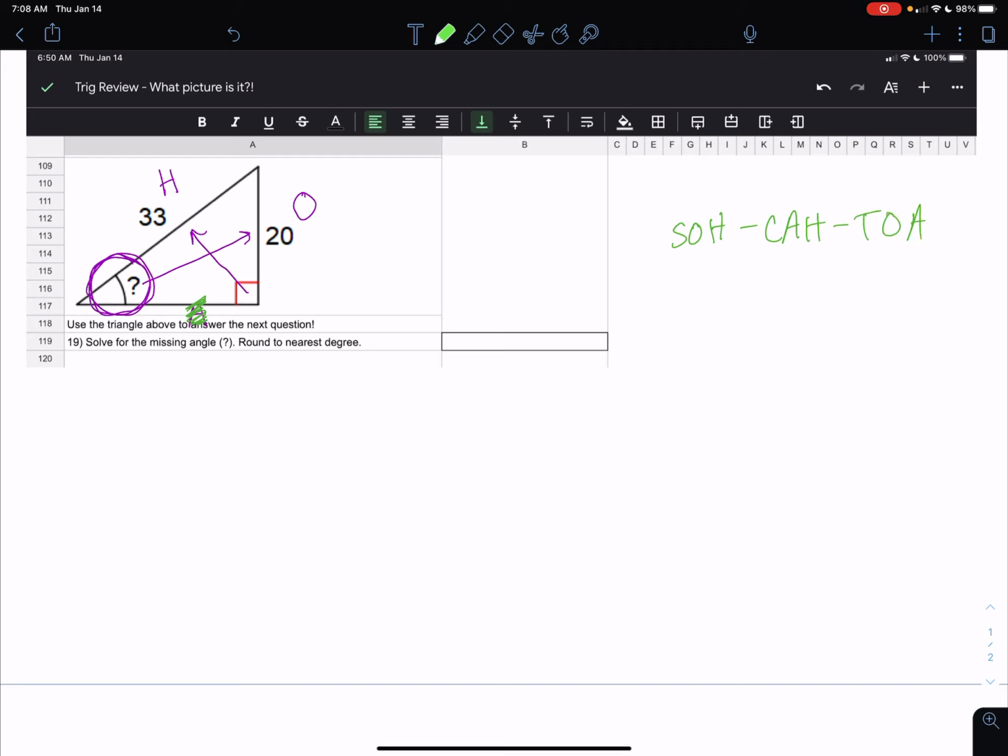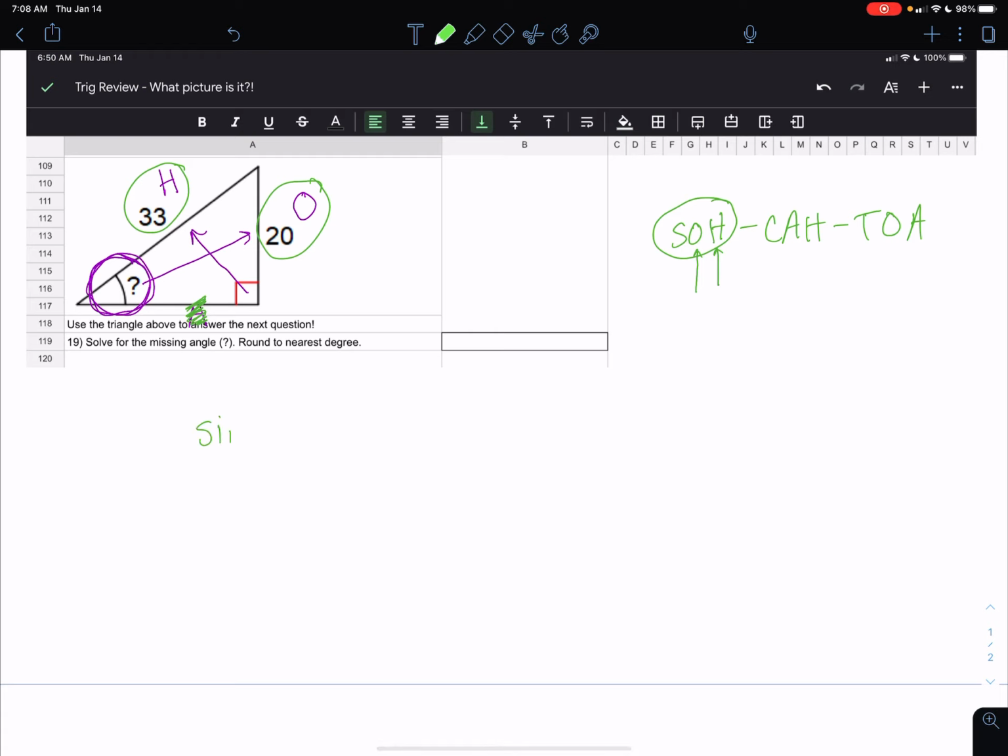And remember, it's dictated by which sides we have information on. And so that could be opposite, hypotenuse, or adjacent. And in this problem, we have information on our opposite side and our hypotenuse side again. And so O and H, we see that here in the first function. So that means we need to use the SOH part, and the S starts with sine. And so we need to use the sine here.